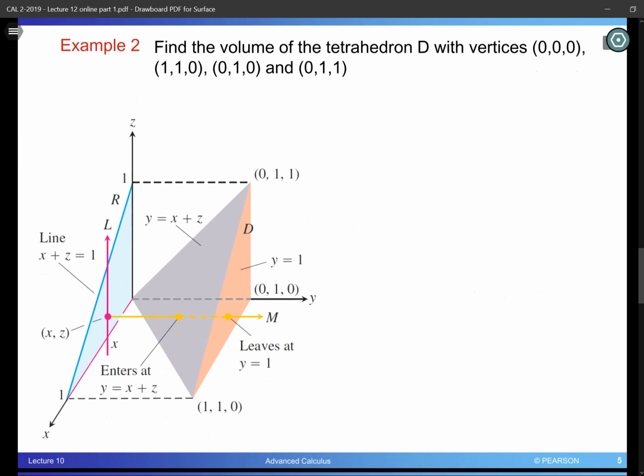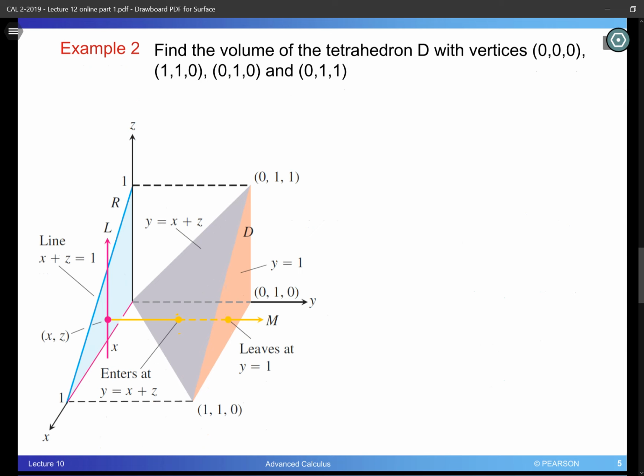Okay, example 2. By the look of this diagram, you can expect something quite confusing coming out of that, but you can deal with it. So let's take a look here. What are they asking for? They ask us to find the volume of this tetrahedron. A tetrahedron is an object with 4 sides, and each side is a triangle, right? Sort of like a pyramid, but a little bit different.